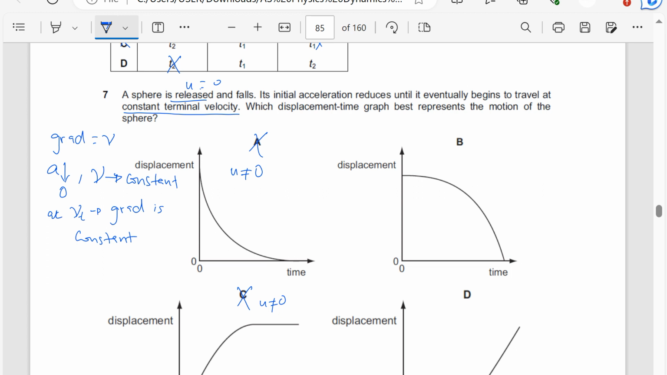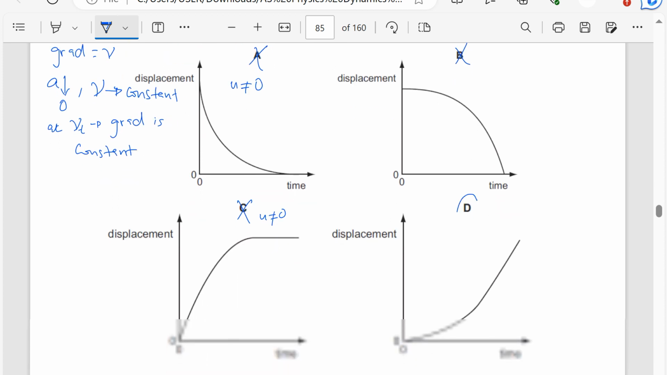So how do we show terminal velocity? The gradient must be constant. B is going to be out because the gradient is increasing. You see the curve is becoming more vertical, so here the gradient is increasing. Yet D is going to be correct because, first of all, here we see that the gradient increases.